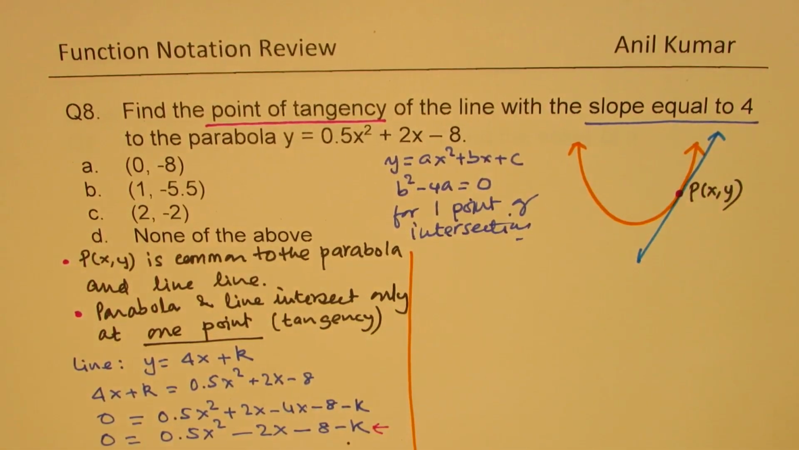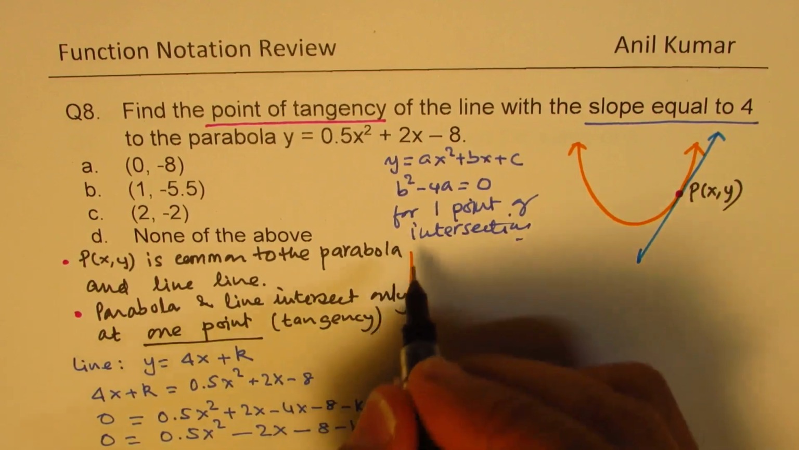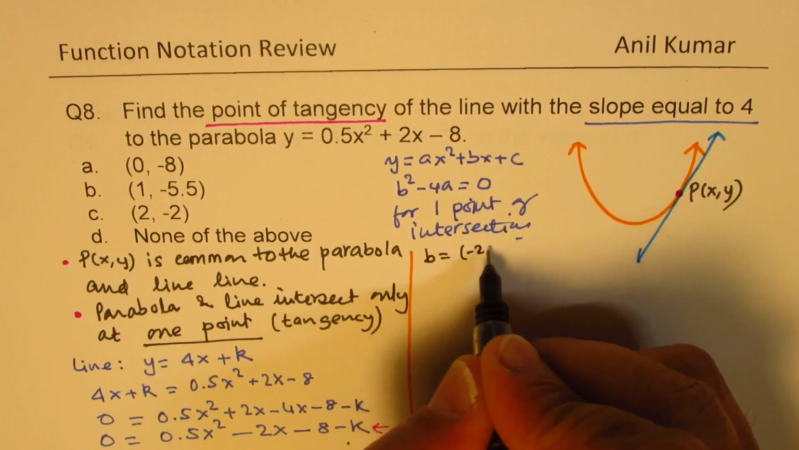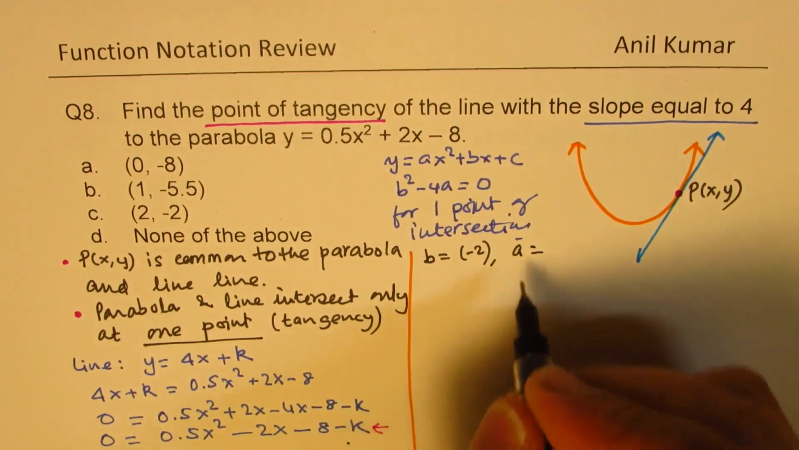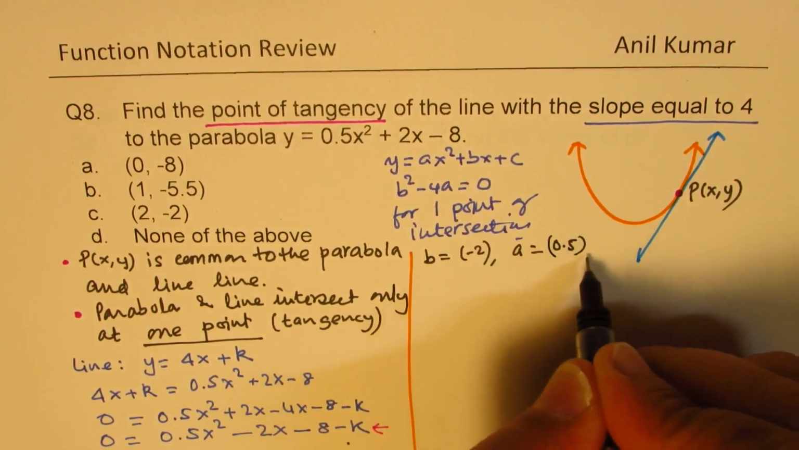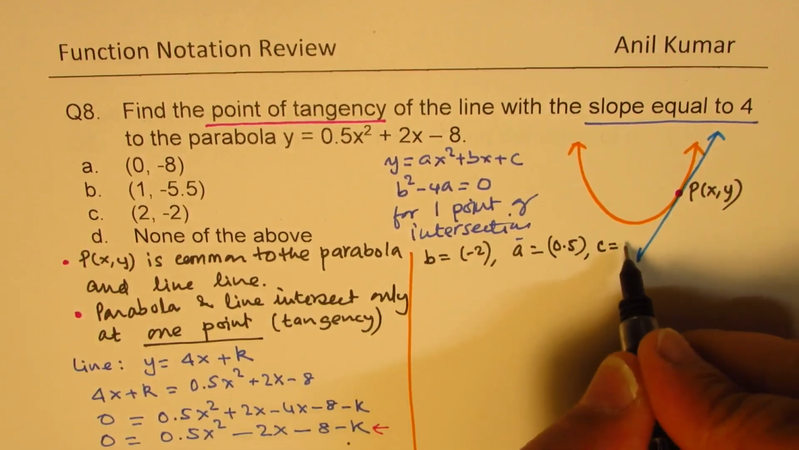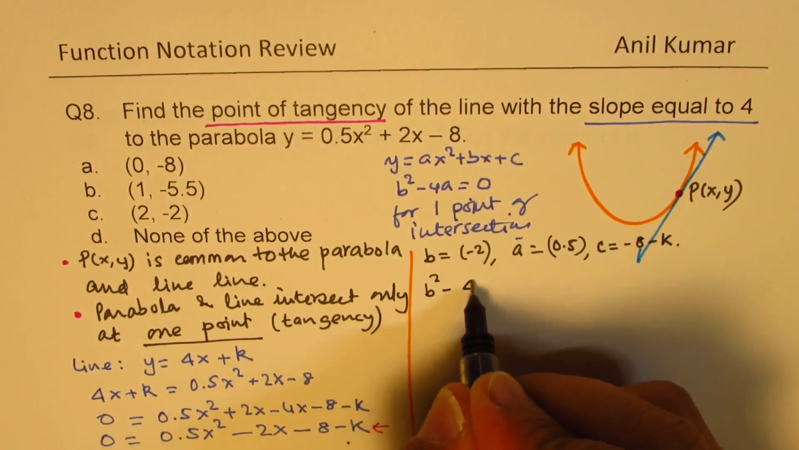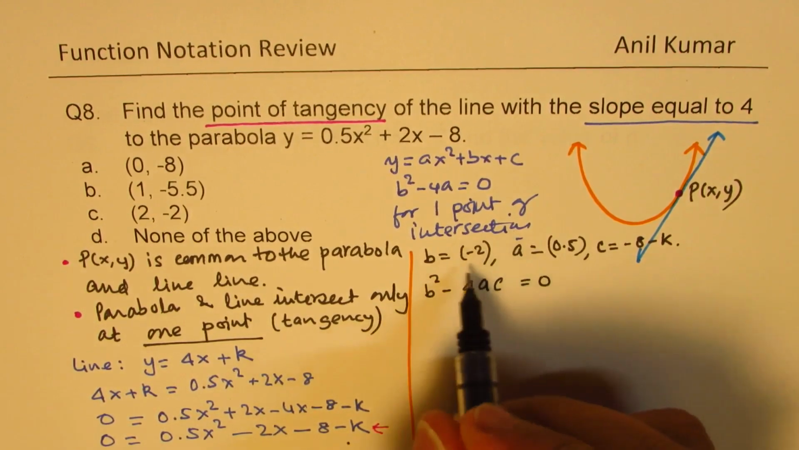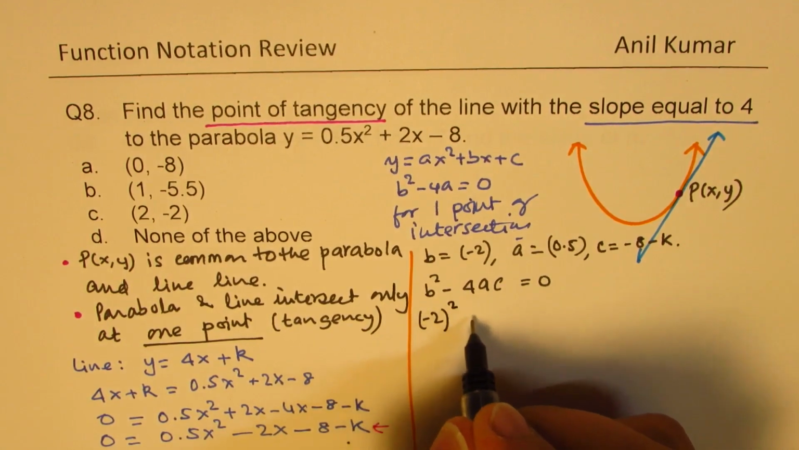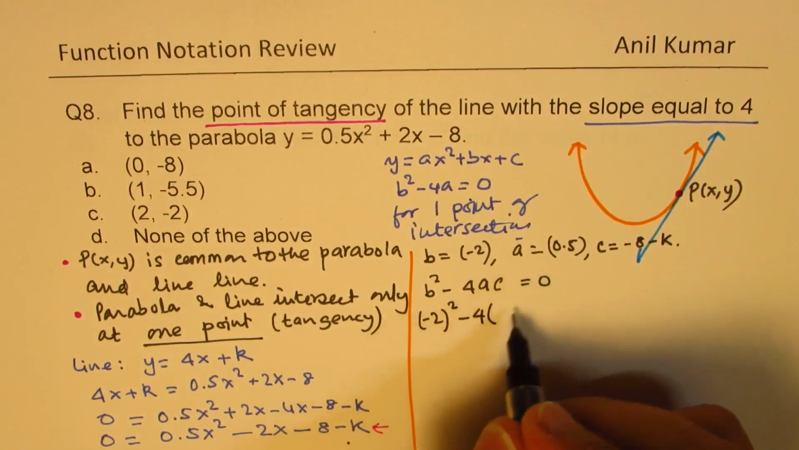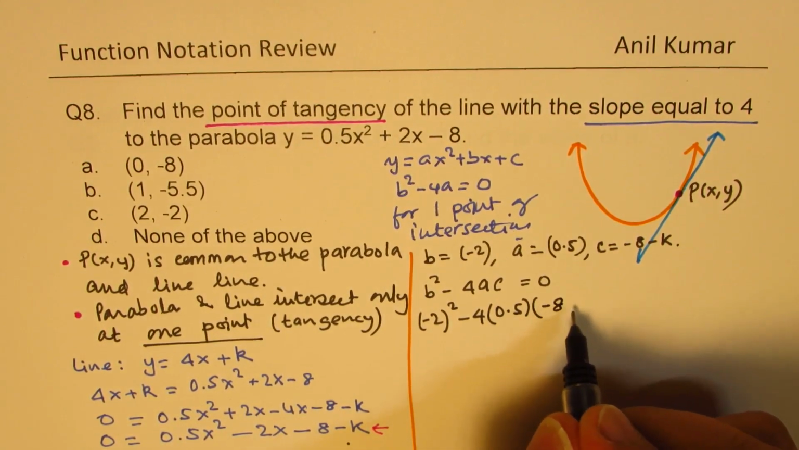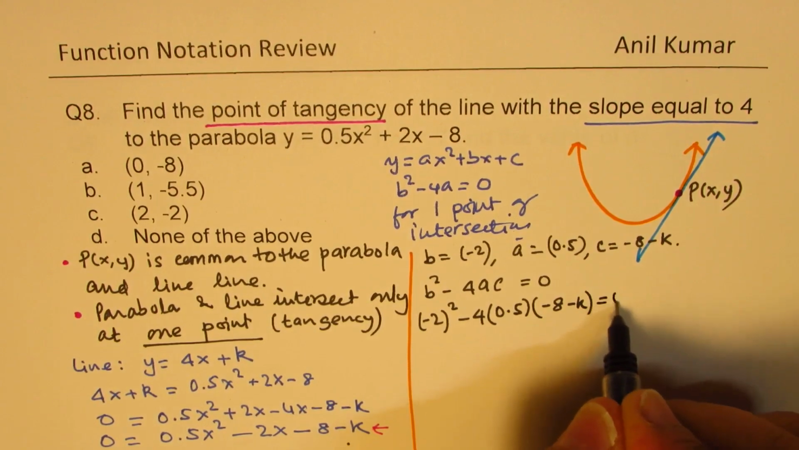So now we are saying that b squared minus 4ac equals 0. In our case, b is minus 2, right? a is equal to half, which is 0.5, right? And c is equal to minus 8 minus k. So b squared minus 4ac, which should be equal to 0, can now be written as minus 2 squared minus 4 times a, which is half or 0.5, times c, which is minus 8 minus k. That should be equal to 0.